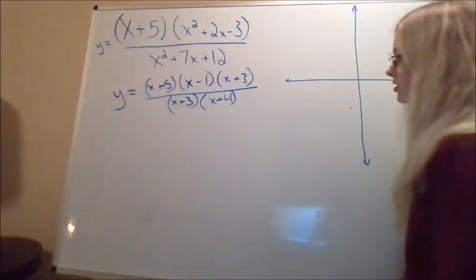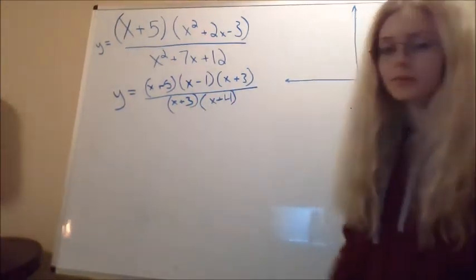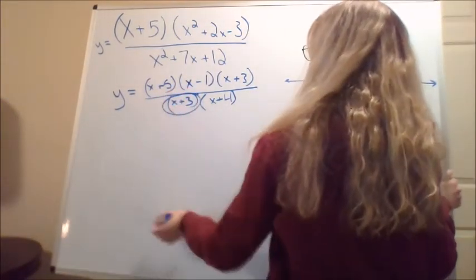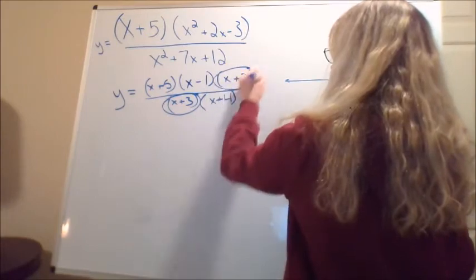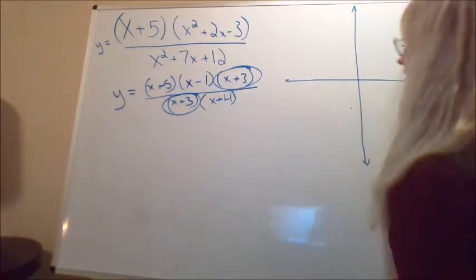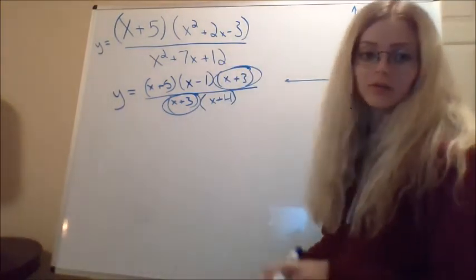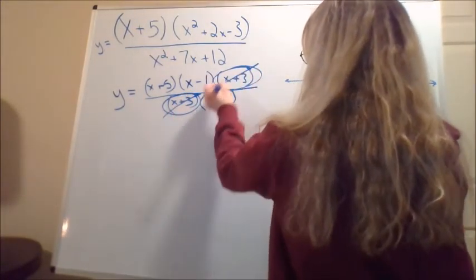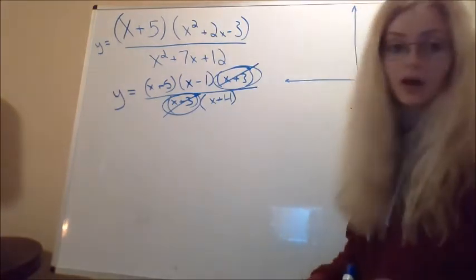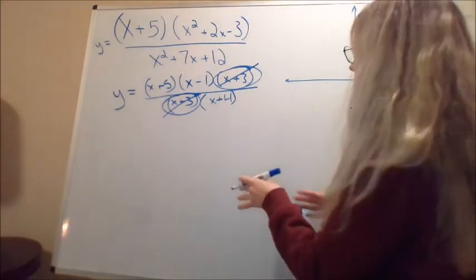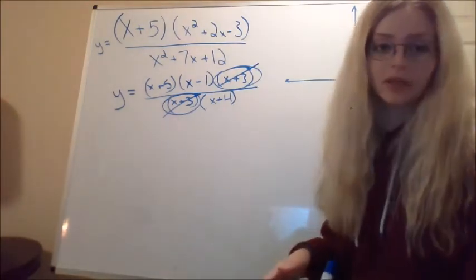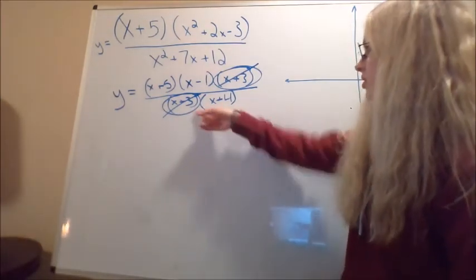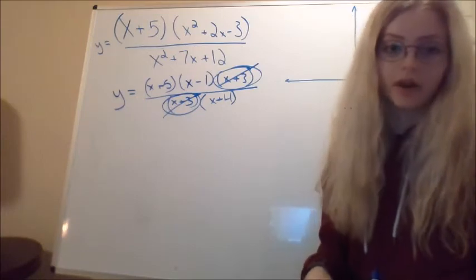And so looking at this totally factored form, we see something weird. We have an x plus 3 on the denominator and an x plus 3 on the numerator. So when this happens, we have what is called a hole, because these two x plus 3's will cancel out. However, we cannot plug x equals negative 3 into our equation, because if we do, then we'll get a 0 in the denominator, and that will be undefined.